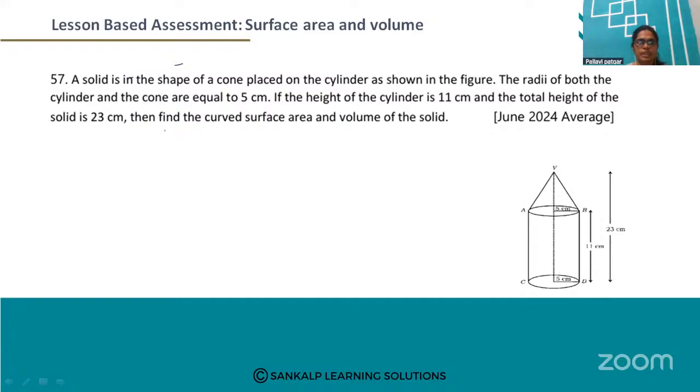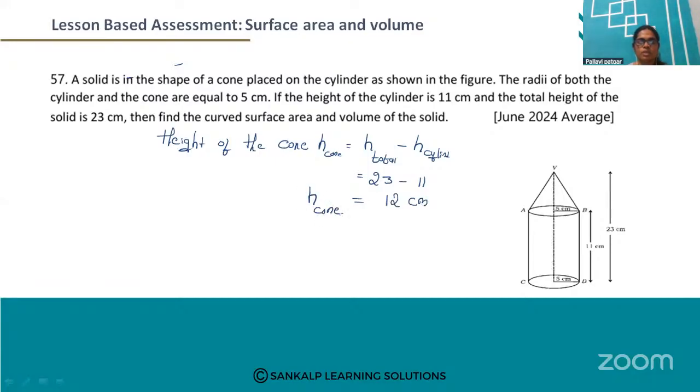So here height of the cone is equal to total height minus height of the cylinder, is equal to, here total height is 23 minus 11. Height of the cylinder is 11. This is equal to 12 centimeter. This is the height of the cone. So here we have got the height of the cone, 12.